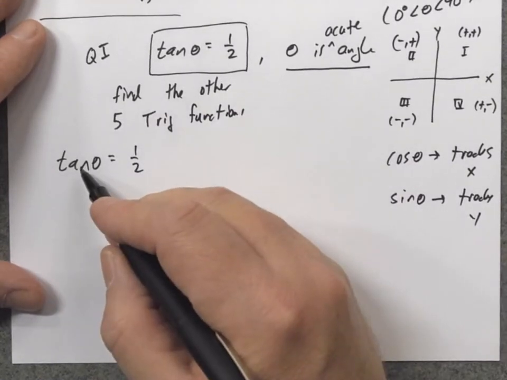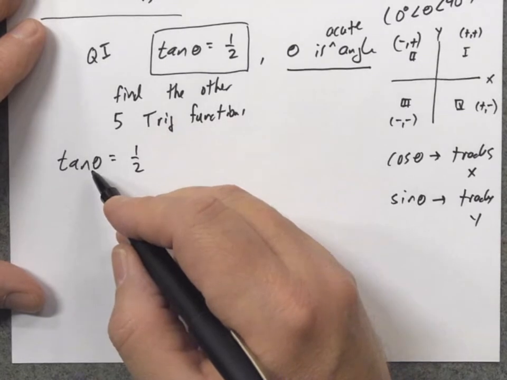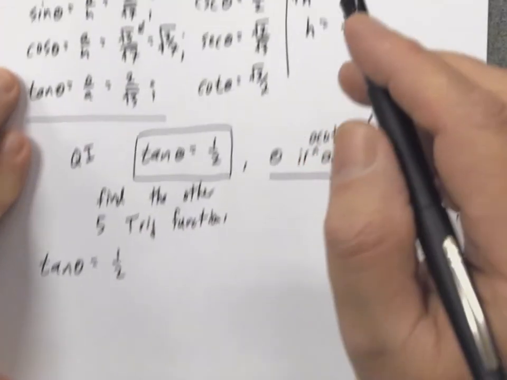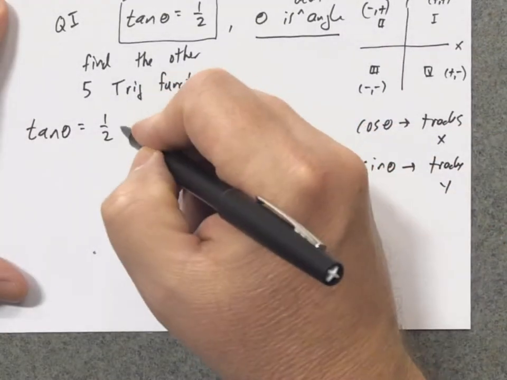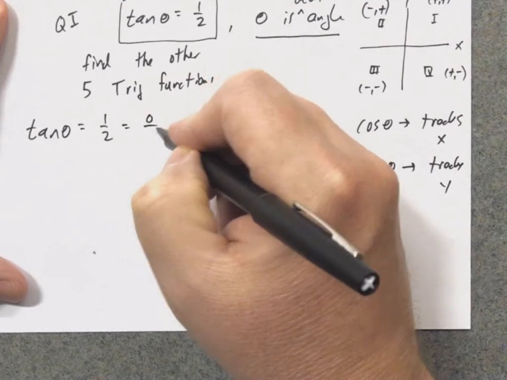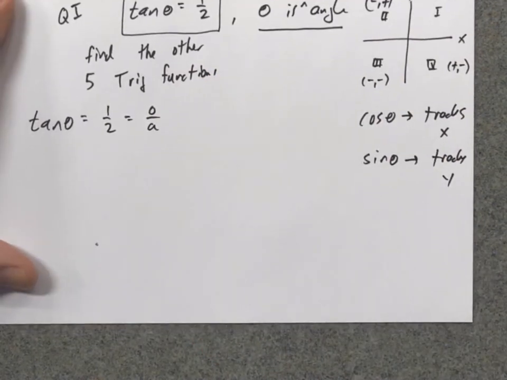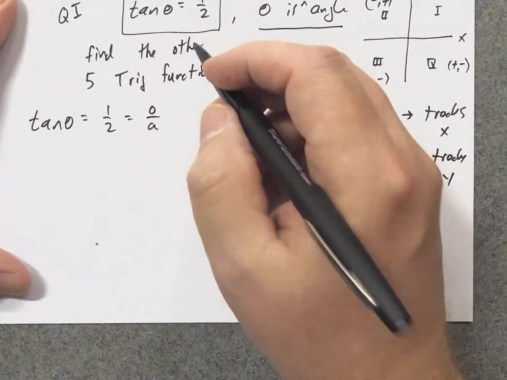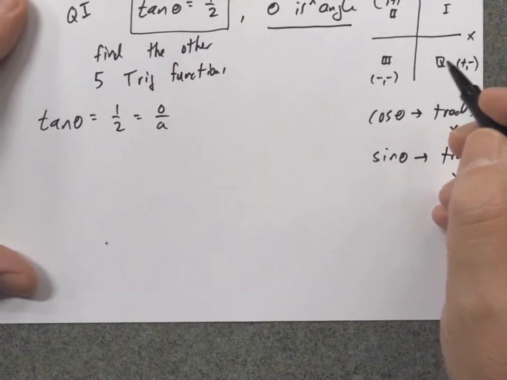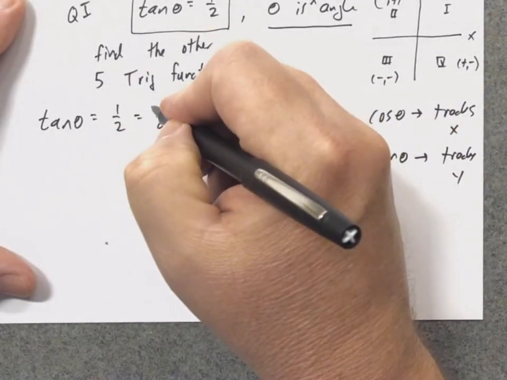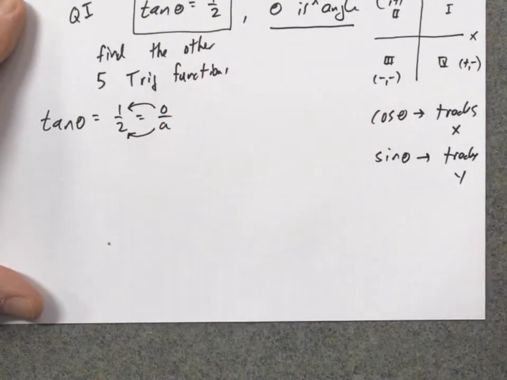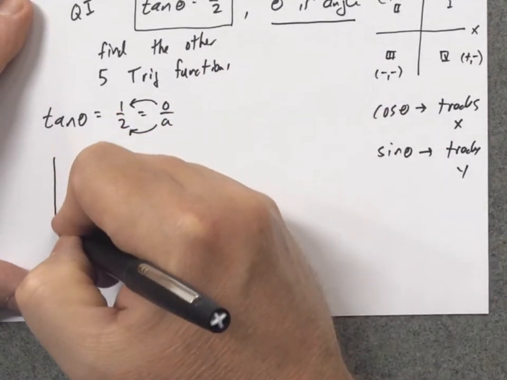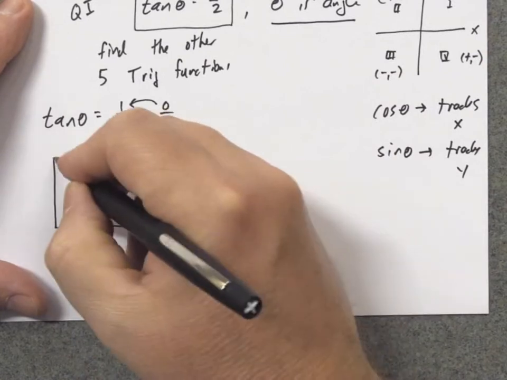And the idea is tangent of theta is 1/2. According to my definition, so-called TOA, tangent is opposite over adjacent. Just to make it very clear, opposite over adjacent, that means I could create a right triangle where the opposite is 1 and the adjacent is 2. And that's what I'm going to do.